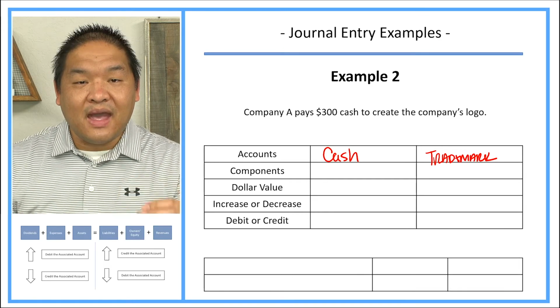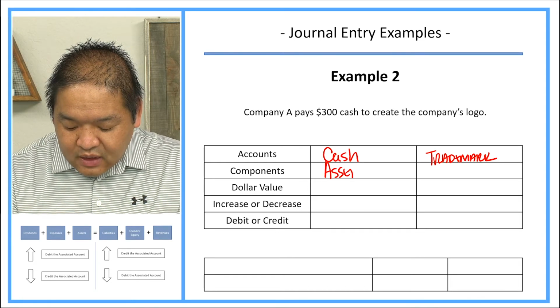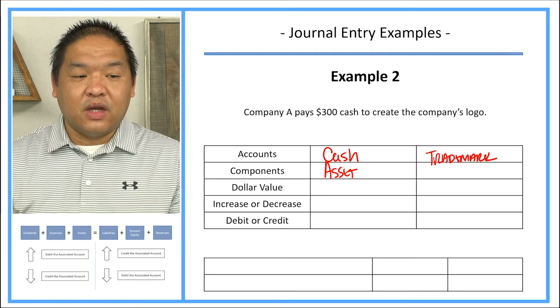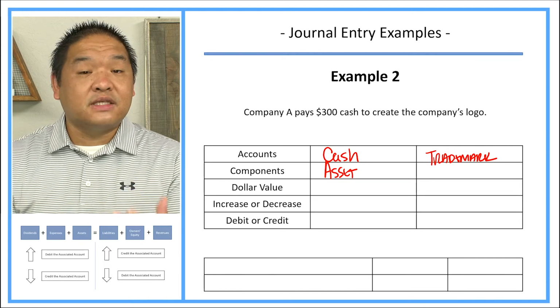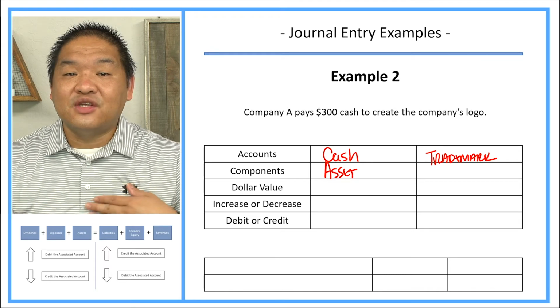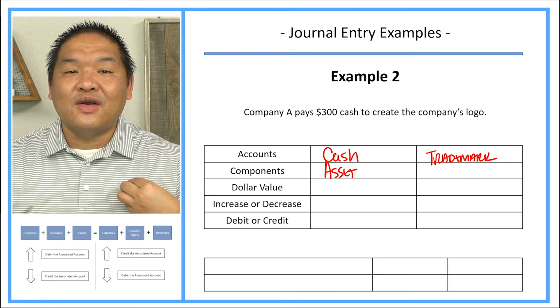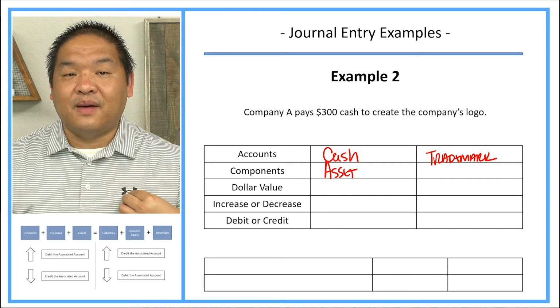Cash here would be an asset. So asset there. And then what about trademark? Well, trademark is probably new to a lot of people, but trademark is an asset. It's something the company owns or controls that creates value. How do we know? Well, this shirt right here has an Under Armour logo. This logo is worth a lot of money. It provides future benefits for the company Under Armour.